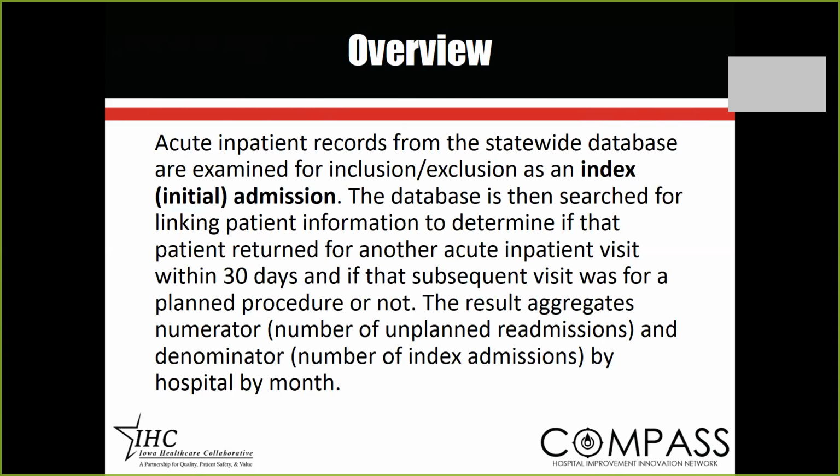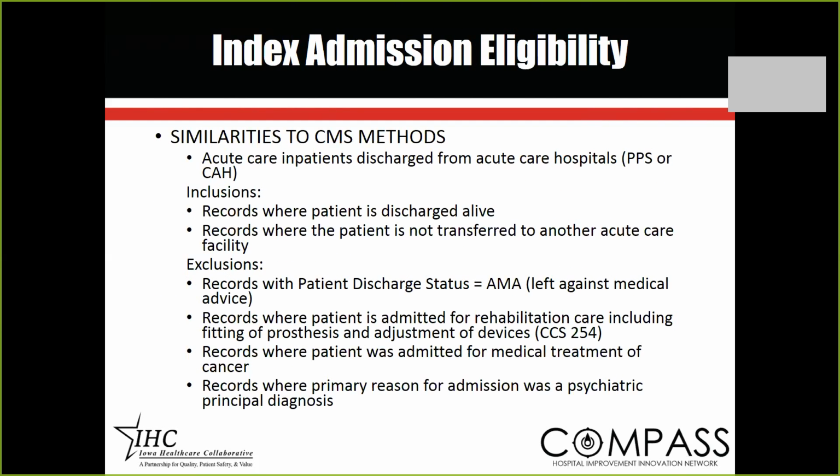This result aggregates the numerator, the number of unplanned readmissions, and the denominator, the number of index admissions by hospital by month. There are similarities between what Compass HIN adopts and the CMS methodology. Acute to acute inpatients are examined for readmissions. Inclusions are only where patients are discharged alive or where the patient is not transferred to another acute care facility.